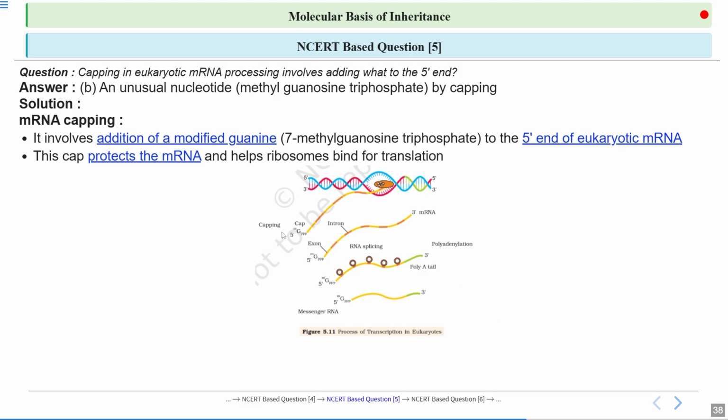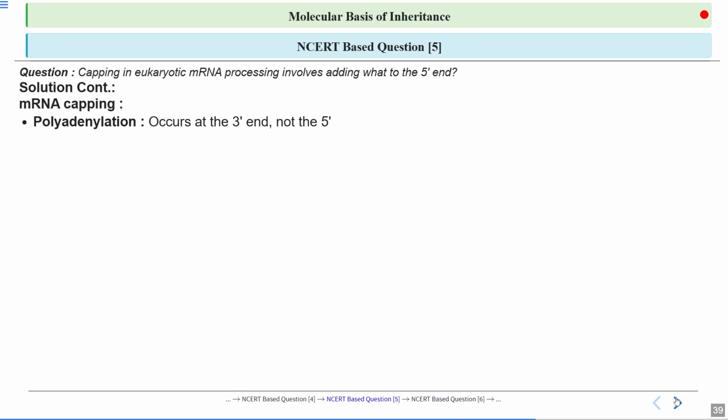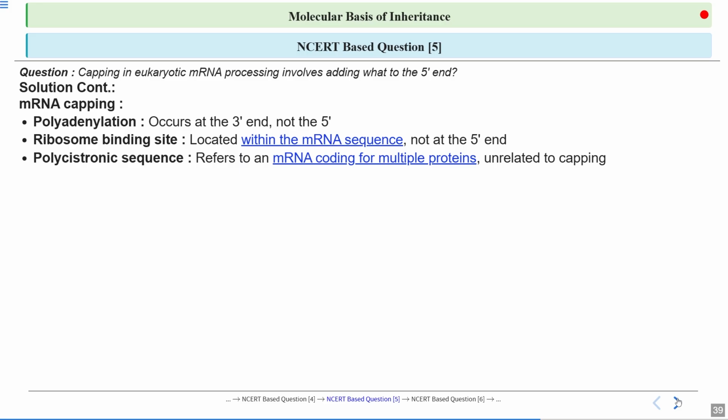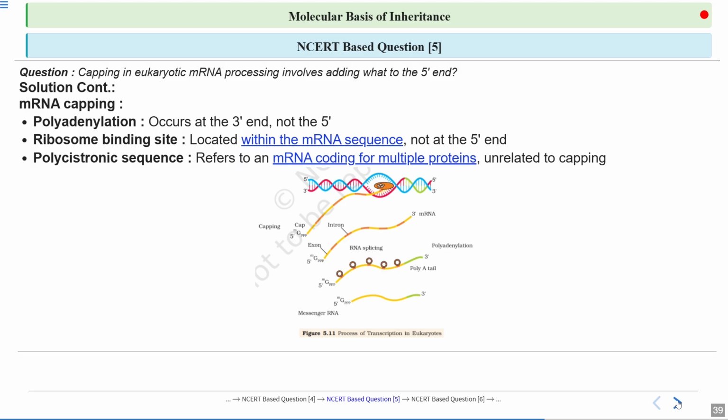Where is the capping step? This is the capping step where this 7-methyl guanosine triphosphate goes and caps the 5' end. And why is it required? Because it protects the mRNA and helps the ribosomes bind for translation. Whereas polyadenylation occurs at the 3' end, not the 5'. And the ribosome binding site is located within the mRNA sequence, not at the 5' end. If we talk about the polycistronic sequence, that refers to an mRNA coding for multiple proteins, and it is unrelated to capping.